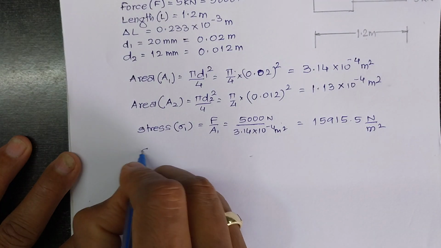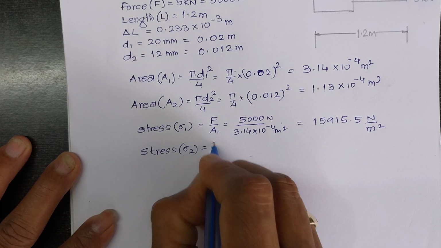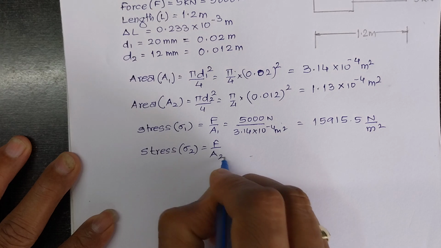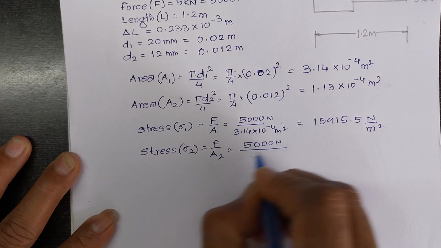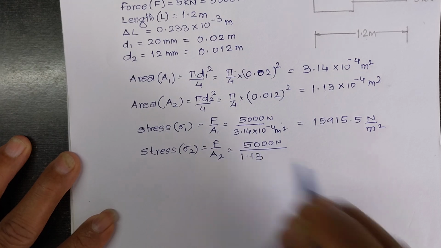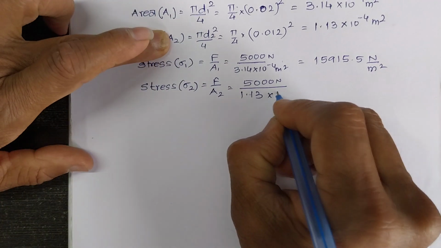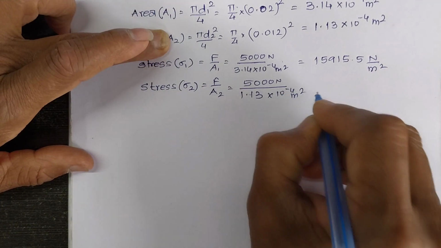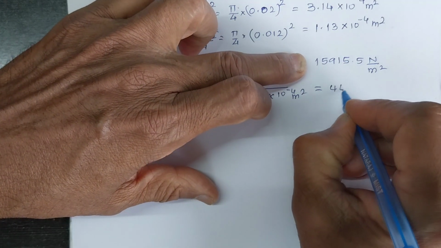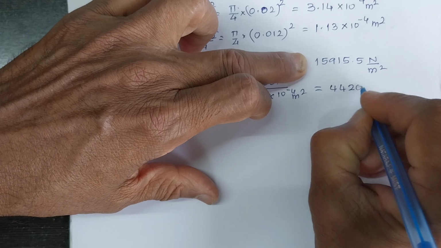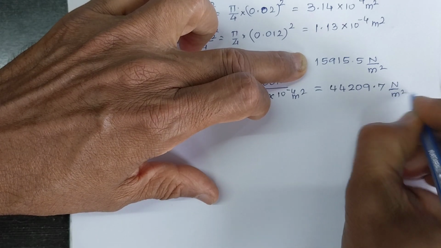Similarly, the stress in segment 2, sigma 2, will be given by force, which is common in this case. So we'll have 5000 Newton divided by 1.13 into 10 raised to minus 4 meters square. So this, when you calculate, works out to 44209.7 Newton per meter square.